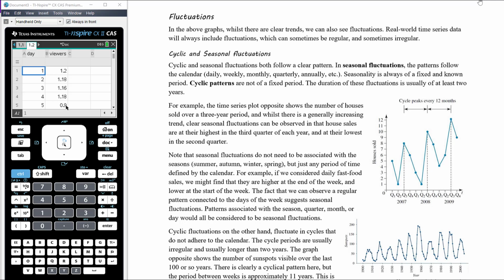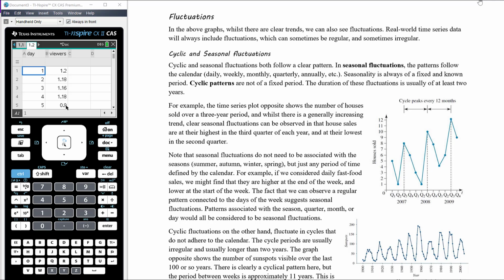The other thing is that cyclic patterns, the fluctuations are generally of at least 2 years duration. So anything less than that is generally going to be described as a seasonal fluctuation. So if it's happening within a year or within a week or within a month, we'd still probably call that a seasonal fluctuation. We're generally looking at quite long-term patterns that we might describe as cyclical.